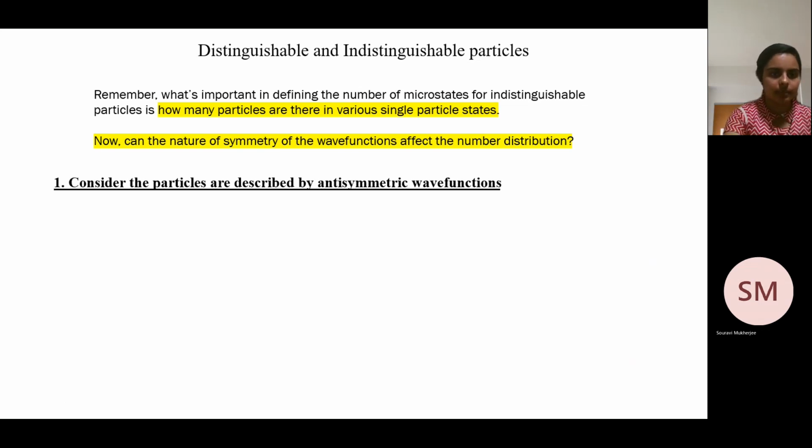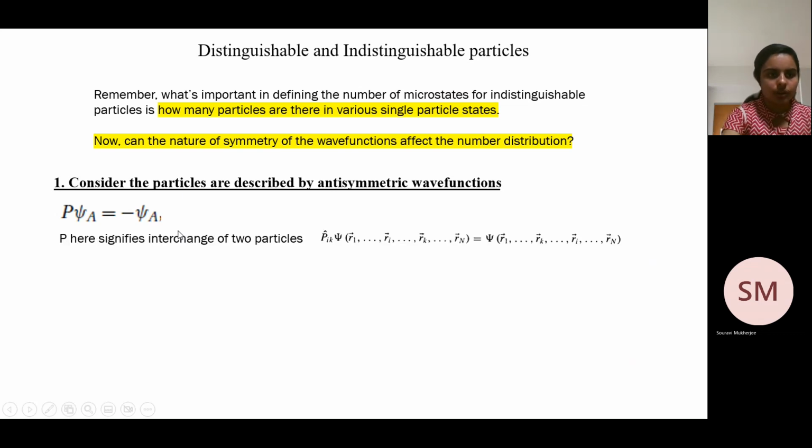So first, let us consider particles that are described by antisymmetric wave functions. By antisymmetric, we mean that when we do one interchange of single particle states, you get a minus 1. The eigenvalue is minus 1, so it changes by a minus sign. That means if you have this operation where you are interchanging two particles, P of psi A would give you minus psi A.